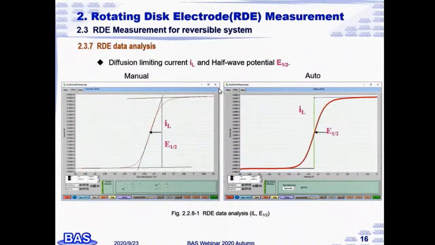Here is the method for obtaining the diffusion limiting current and half-wave potential. The usual processing method is to draw 3 tangent lines as shown here. A vertical line is drawn from the intersection to obtain the diffusion limiting current. Model 2325 software automatically displays the diffusion limiting current with such fitting when the peak definition is set to sigmoid. The two methods give almost the same limiting current and half-wave potential.